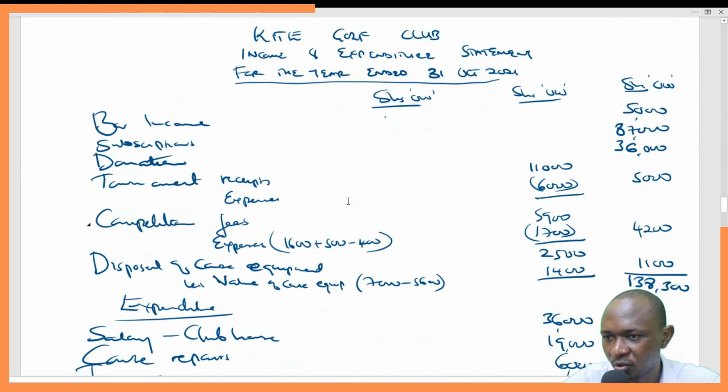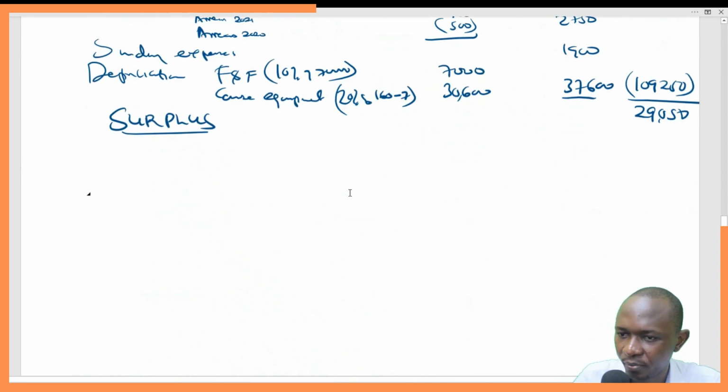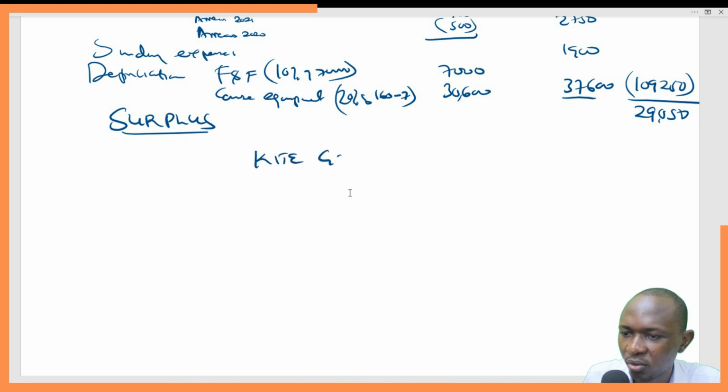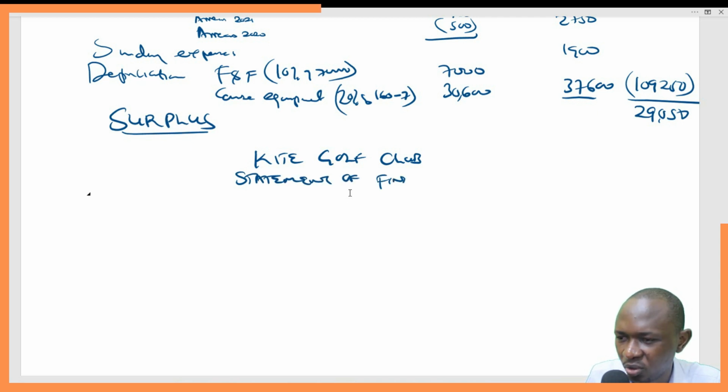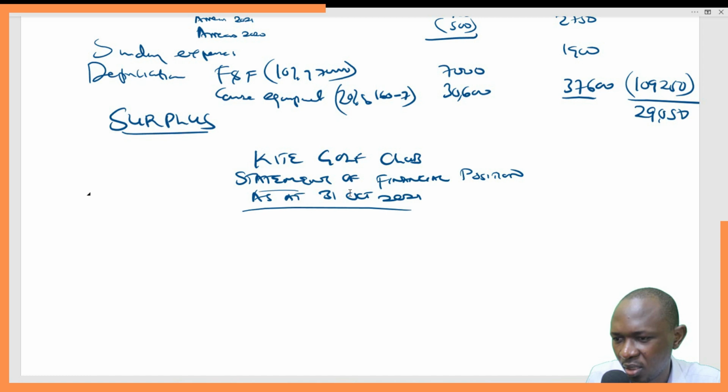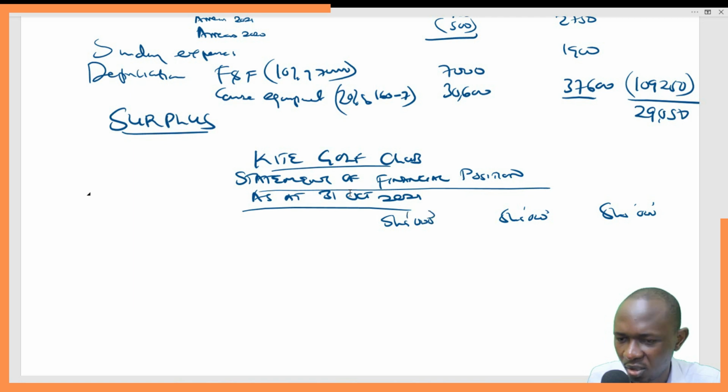Now, let's go to the last question. Kite Golf Club. Statement of financial position as at 31st October 2021. So as usual, we have shillings, and we restrict the zeros. So then what do we have? We start with the non-current assets.